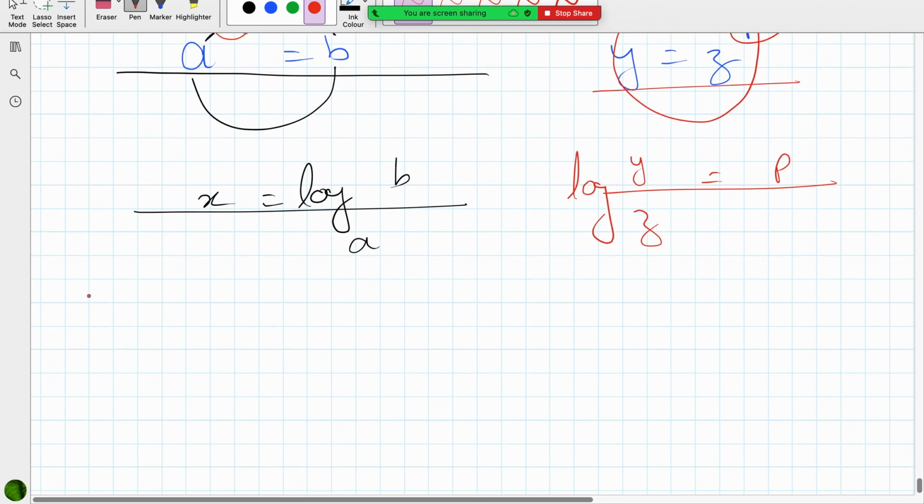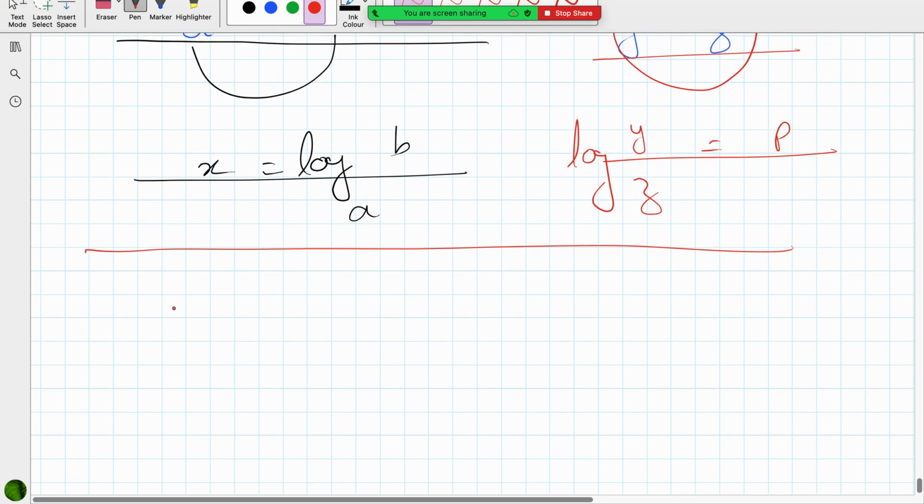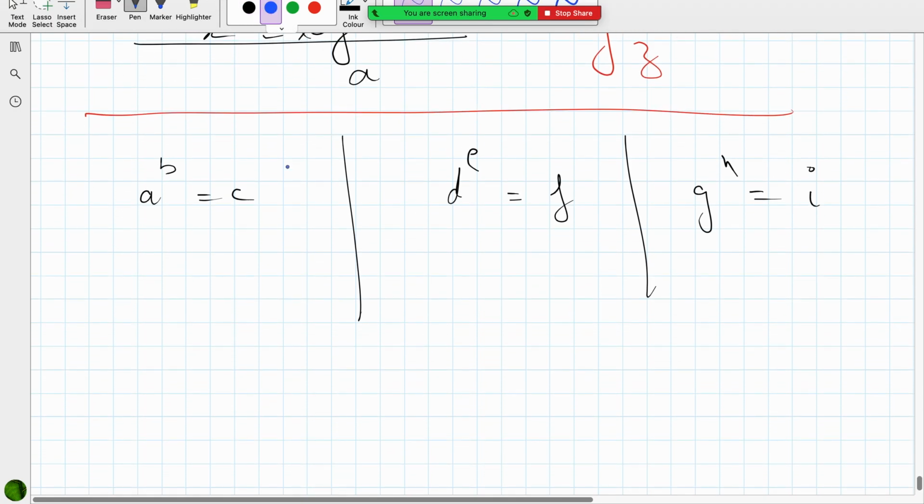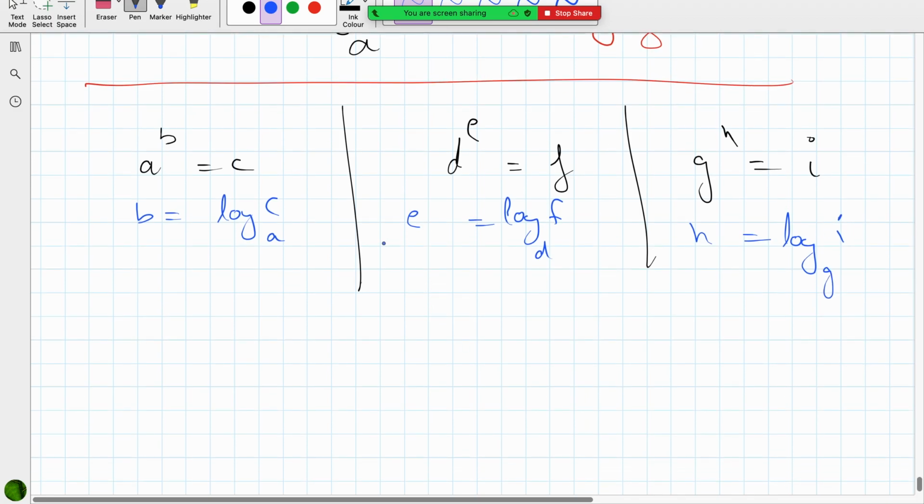So this is a small switch. Write it multiple times and you'll be confident. A raised to power b is equal to c, d raised to power e is equal to f, g raised to power h is equal to i. So when you change it into logarithmic form, b comes down, log c to base a, e comes down, log f to base d, h comes down, log of i to base g. What happens in reverse? What is in the base stays in the base.